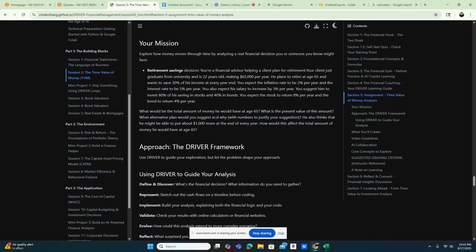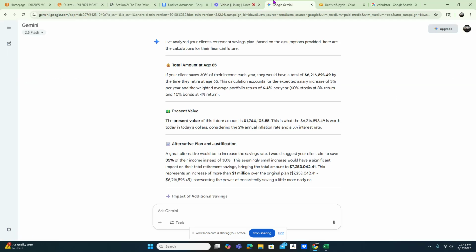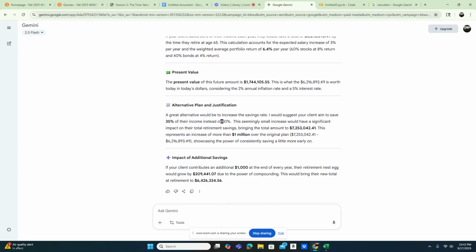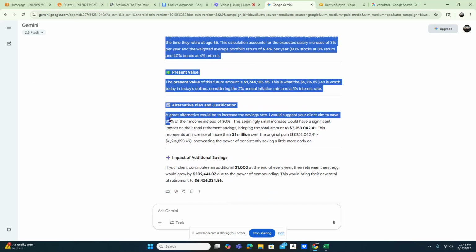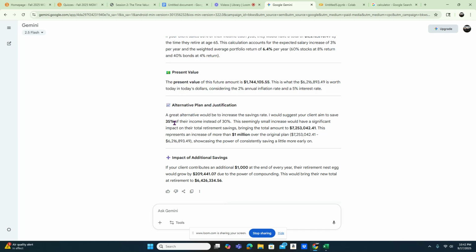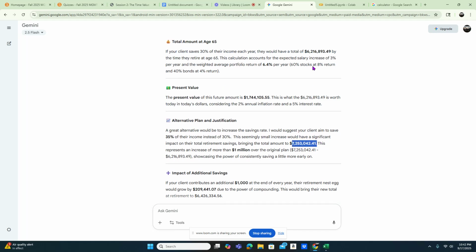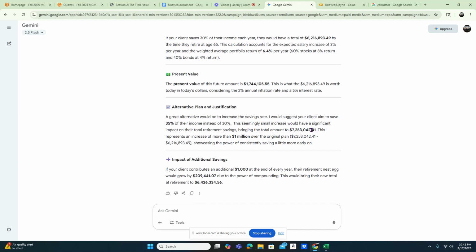What alternative plan? What I would suggest, with the help of AI, is instead of saving 30%, I recommend he save 35%. This might seem like a little bit, and it might not affect his financial life. However, he's going to realize it's a big difference once it adds up, because the difference is almost $1 million increase. He gets a little over $1 million increase just by saving 5% more of his money. So he gets $7.2 million. That would help a lot.